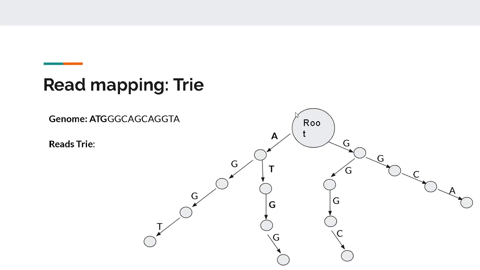Then next, do I see a T? Yes, I see a T. Do I see a G? Yes, I see a G. Do I see a G? Yes, I see a G. And now we have reached the end of this particular path, and we have got a complete match. So we can say that yes, there is a read that is mapping to this particular position in the genome, which is the 0th position if we start counting from 0.